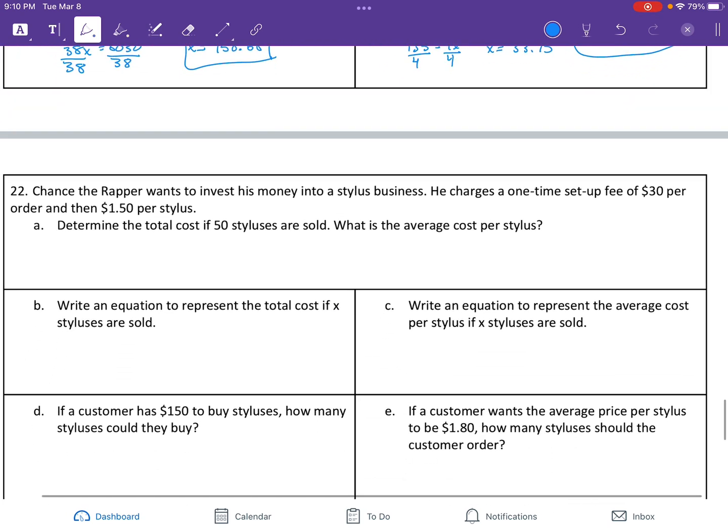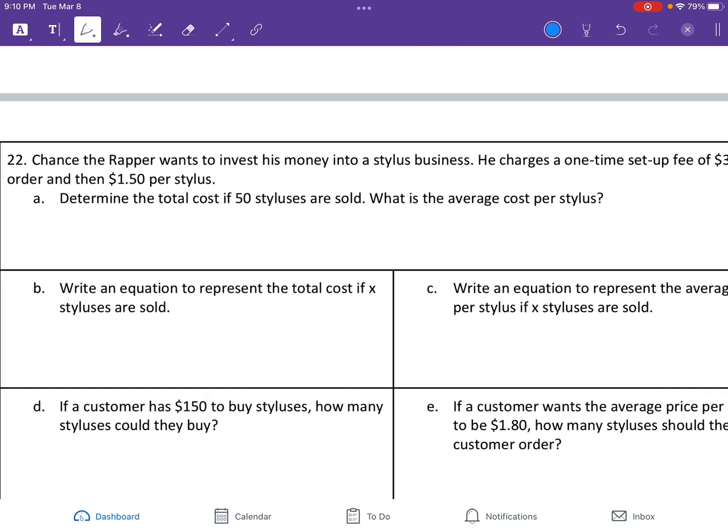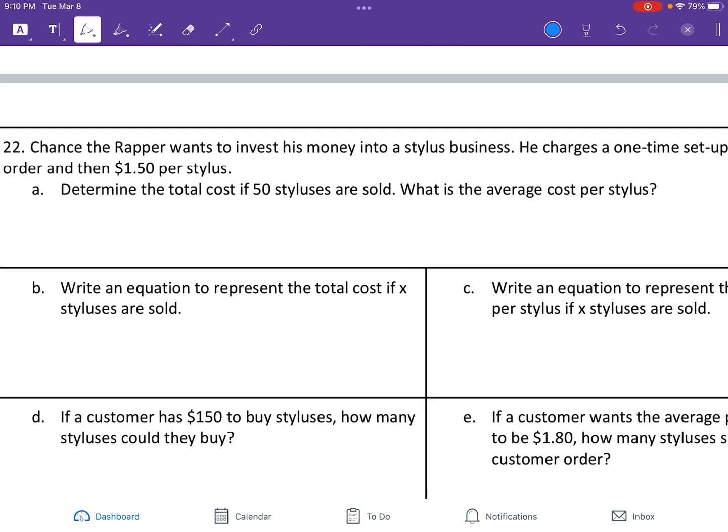All right. Number 22. Chance the Rapper wants to invest his money into a stylus business. He charges a one-time setup fee of $30 per order and then $1.50 per stylus. Determine the total cost if 50 styluses are sold, and what is the average cost per stylus? So there's actually 2 questions here: the total cost and the average cost.